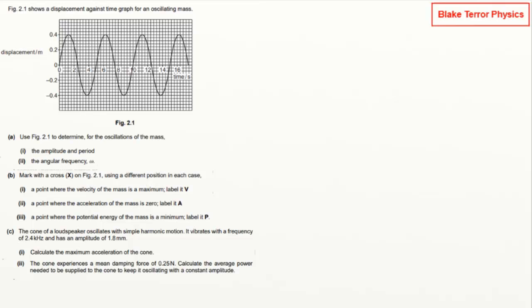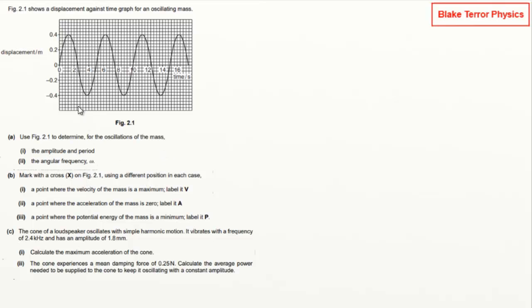Hello, I'm back with another set of oscillations questions. So I've got three in this video. We're starting here with a displacement against time graph for an oscillating mass. Use this graph for the oscillations of the mass to determine the amplitude, the period and the angular frequency.